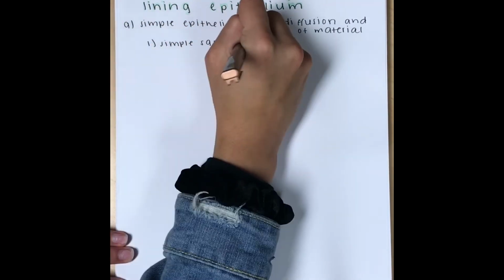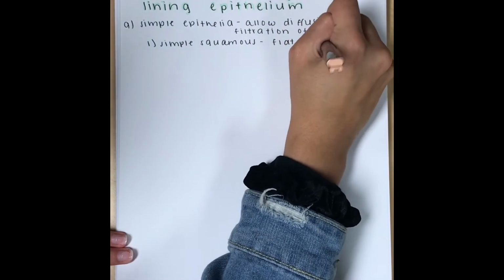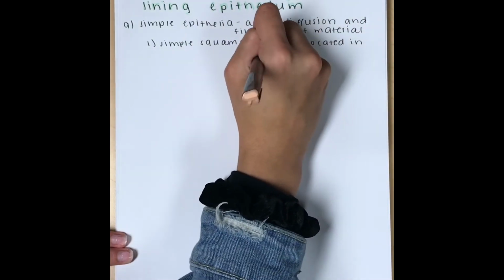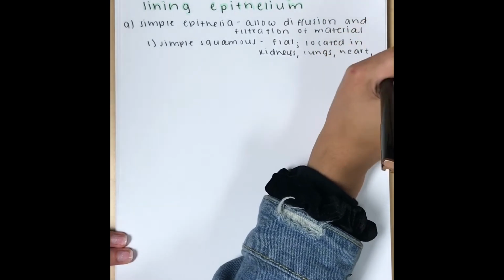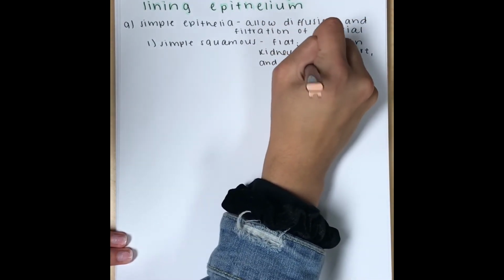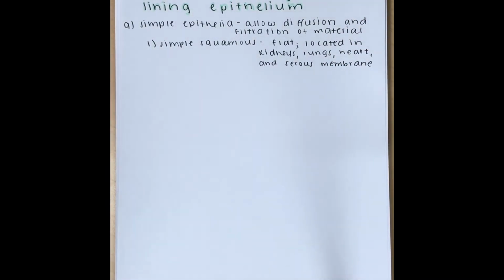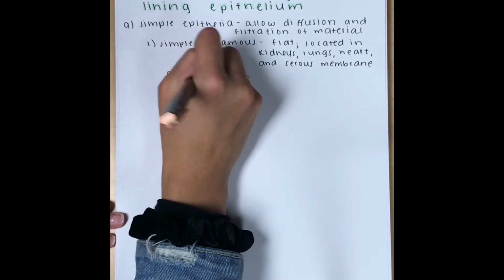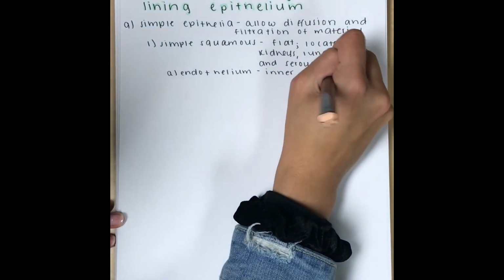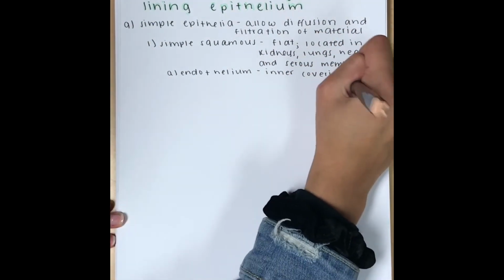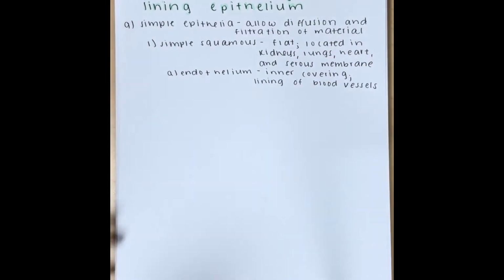To follow up, we'll now move on to simple squamous. They are flat and they are located in the kidneys, lungs, heart, and serous membranes. Next, we're going to talk about endothelium. Endothelium is the inner covering. It provides a slick, friction-reducing lining in lymphatic vessels and in all hollow organs of the cardiovascular system.